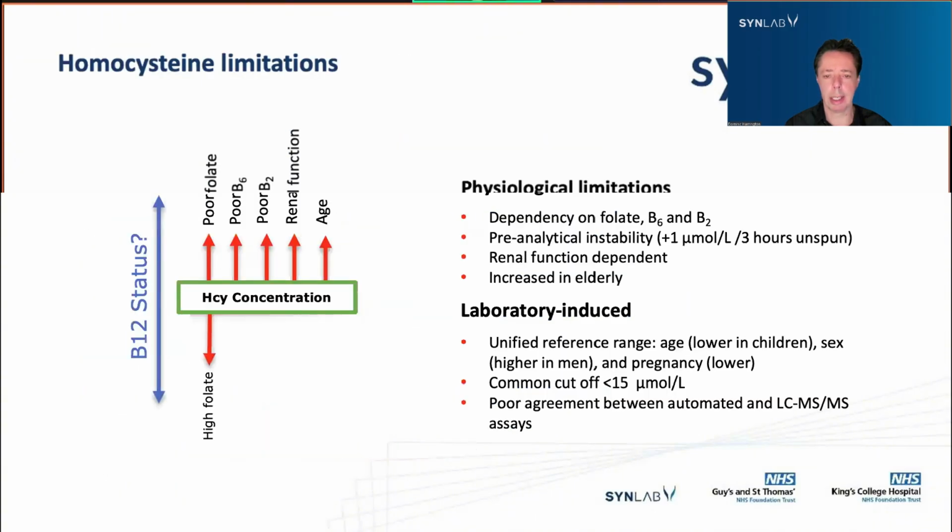Now, we don't tend to recommend homocysteine as a second line test, and this is because there are other vitamins that impact on your homocysteine concentration, and that includes folate. Folate has a much bigger impact on your homocysteine concentration than B12. B6 also has an impact, and B2 has a tiny impact. Homocysteine also goes up with age, and it also increases if you have poor renal function. So we won't spend too much time today on homocysteine.